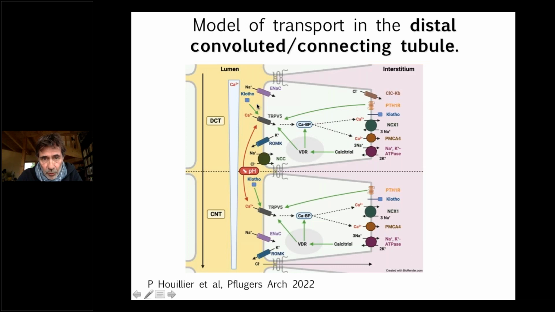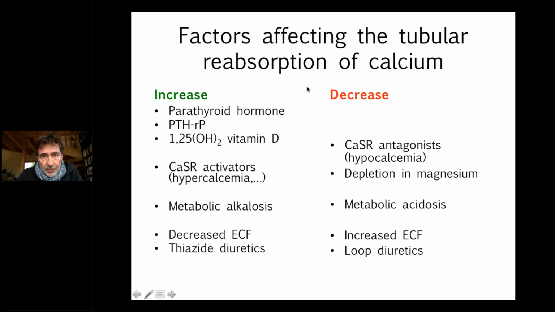The last part that reabsorbs calcium is the distal convoluted and connecting tubule, and there calcium is transcellular. Calcium enters the cell across this channel called TRPV5. It shuttles from the apical membrane to the basolateral membrane because it binds to this intracellular protein named calcium binding protein, and then it exits the cell across the basolateral membrane by the sodium calcium exchanger, or by the calcium ATPase PMCA4. So calcium is reabsorbed mostly in the proximal tubule. A significant amount is reabsorbed in the thick limb and in the distal convoluted and connecting tubule.